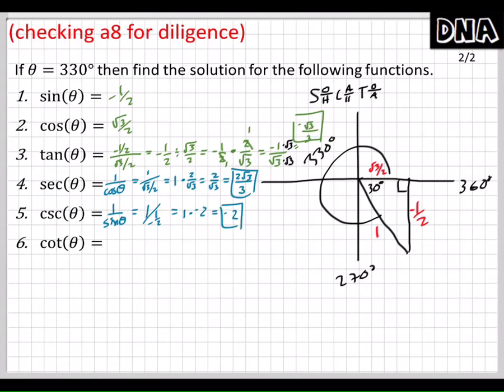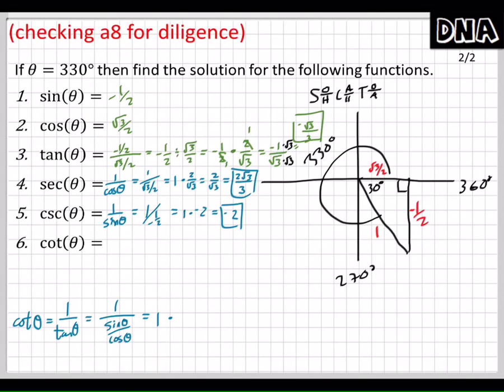Last but certainly not least is cotangent. Now somebody last period said, well, is cotangent going to be 1 over tangent? And the answer is yes. But in order to find that answer, you have to go a lot farther. There's a shorter way to think about cotangent instead of 1 over tangent. So let me go ahead and write it. Cotangent is the same as 1 over tangent. You know what tangent is, right? It's sine over cosine.